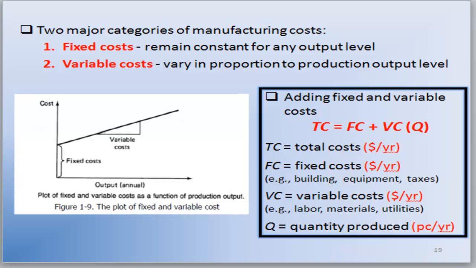A variable cost is the cost that varies in proportion to the level of production output. So when the output increases, variable cost also increases. So we can say the variable cost is directly proportional to the output level. For example, the labor cost, raw materials, and electric power to operate the production equipment. When we combine these two costs, variable cost and fixed cost, we get the total annual cost. So TC equals FC plus VC multiplied by Q. VC needs to be multiplied by Q because variable cost is directly proportional to the output level.